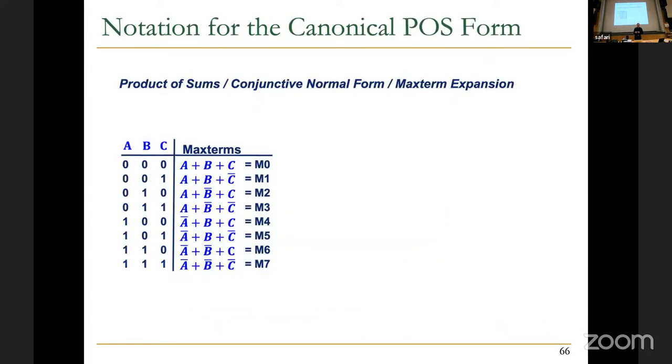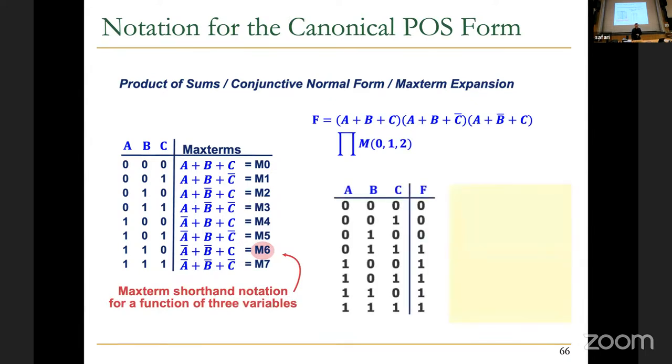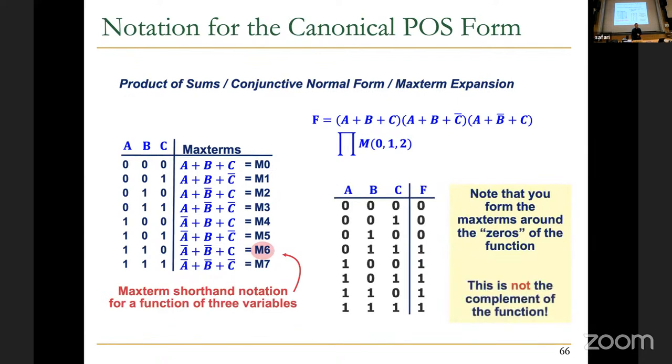The canonical notation is also very simple over here. Instead of using min terms, we now use max terms, big M. You can specify this function as the product of these three max terms, M0, 1, 2. This is the same function, as I said earlier. The same function can be written as product of M 0, 1, 2, or sum of little m 3 through 7, which we did earlier. Basically, you need to find the zeros. This is not the complement of the function. Sometimes people make that mistake. It's the same function that we showed in sum of products earlier. We're just looking at the zero outputs as opposed to the one outputs. If you want the complement, you need to complement F, F bar, so the function will look different.